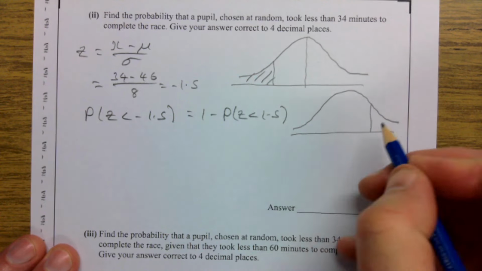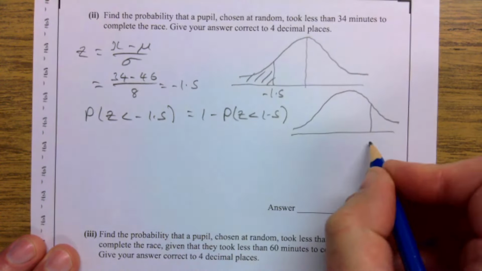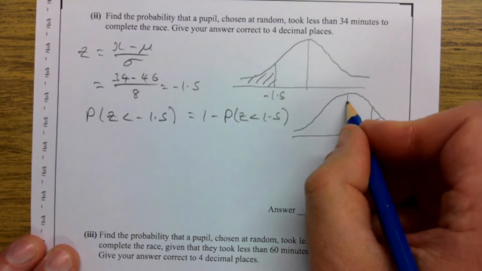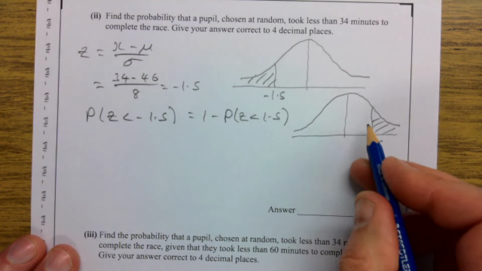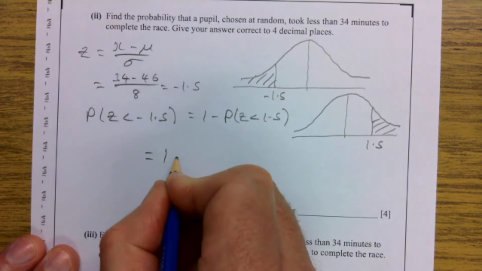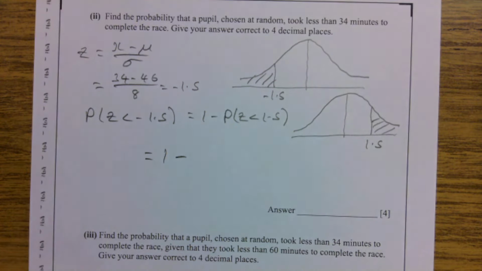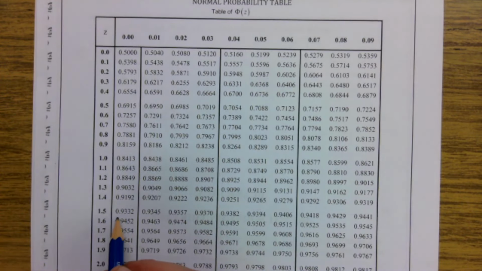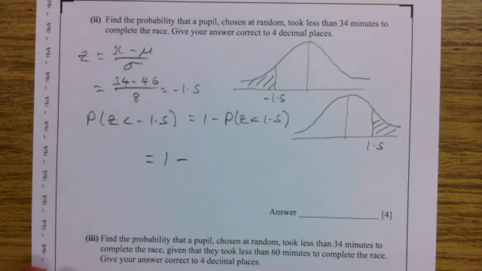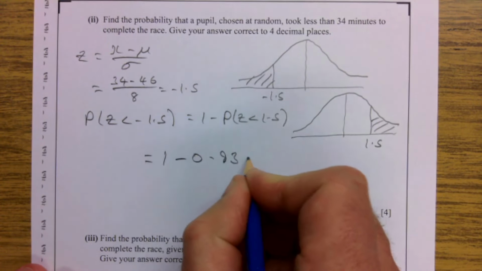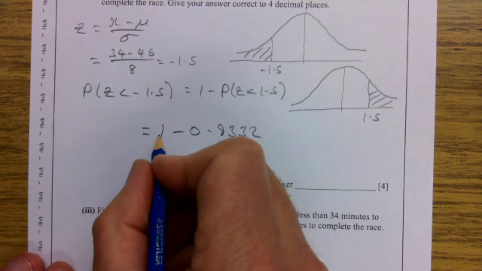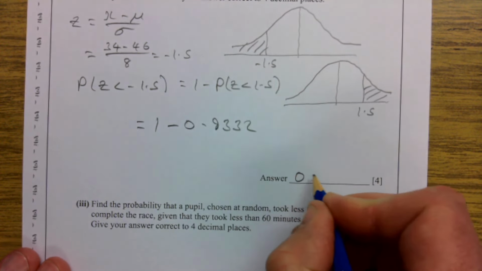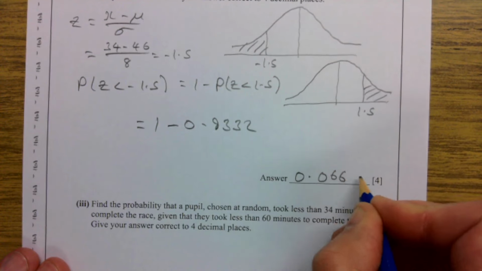We're gonna do the 1.5 there. Sorry, that's a minus 1.5 here. And this is 1.5, and we're looking for this area here. So on our table, we're going to look up 1.5 and we're going to subtract it from 1. Let's go back to our table. 1.5, 0.9332. 1 minus 0.9332, and that gives us 0.0668.